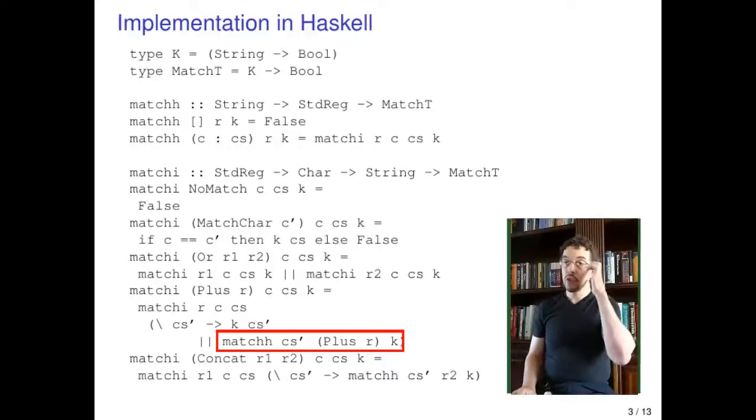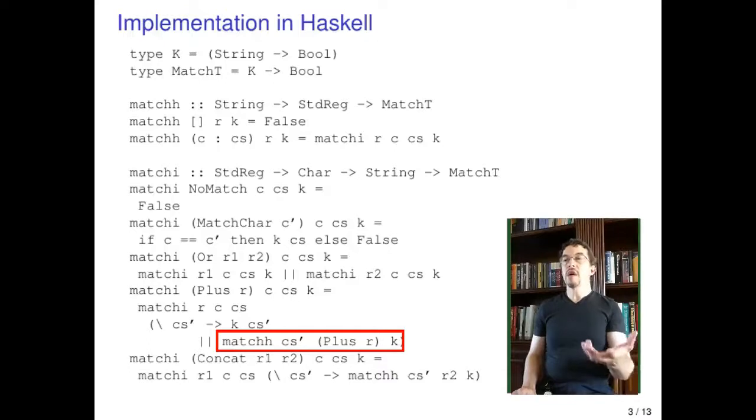So here we see the two central helper functions of the algorithm. There's matchH. It takes a string and one of these regular expressions, and a continuation. Now, in the first equation of matchH, you see, if that string is empty, then we just return false, because these are standard regular expressions. They cannot match the empty string. Otherwise, we just split the string into its head c and tail cs, and we invoke this second helper function called matchI.